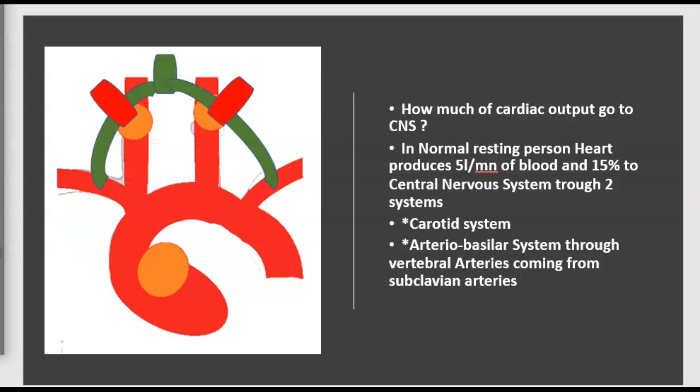How much of cardiac output goes to the central nervous system? In a normal resting person, the heart produces 5 liters/min of blood. 15% of the volume is devoted to the central nervous system through 2 arteries, carotid system and vertebrobasilar system.